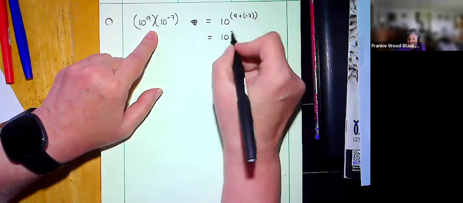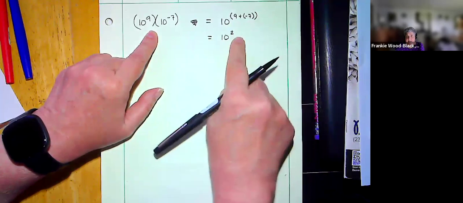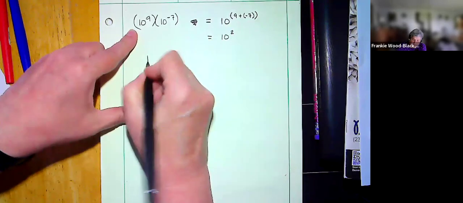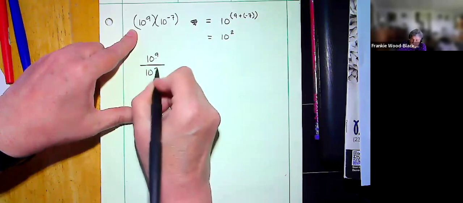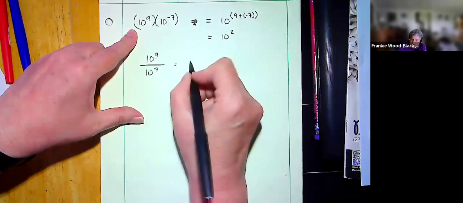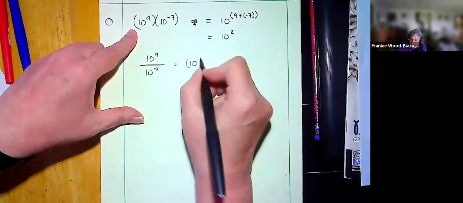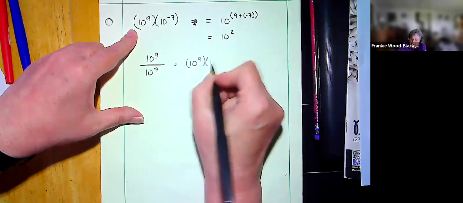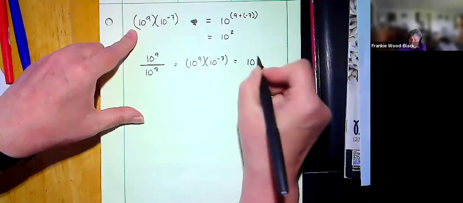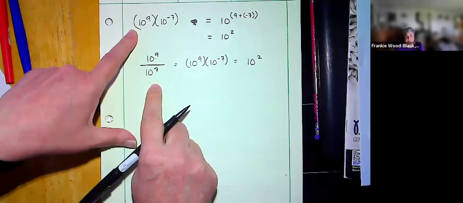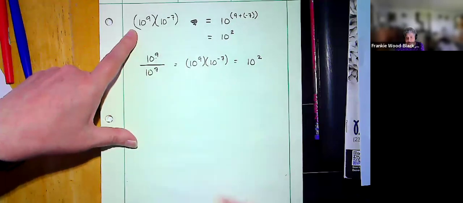So this would end up as 10 to the second. If I'm doing a division, this is going to end up as 10 to the 9th times 10 to the -7. And I'm going to end up with 10 to the 2, just like the other one. So that's how you deal with those.